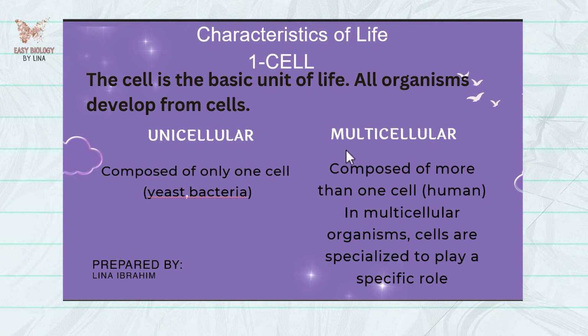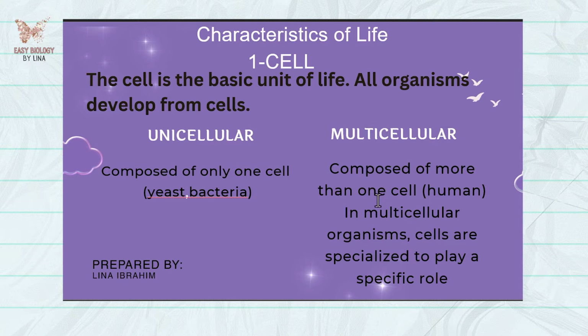On the other hand, we have multicellular organisms. What we mean by multicellular organisms are those types of organisms that are composed of more than one cell. Like in human, in fungi, in frog, they are all made up of many cells, and that's why they are named multicellular organisms. In multicellular organisms, the cells are specialized to play a specific role.